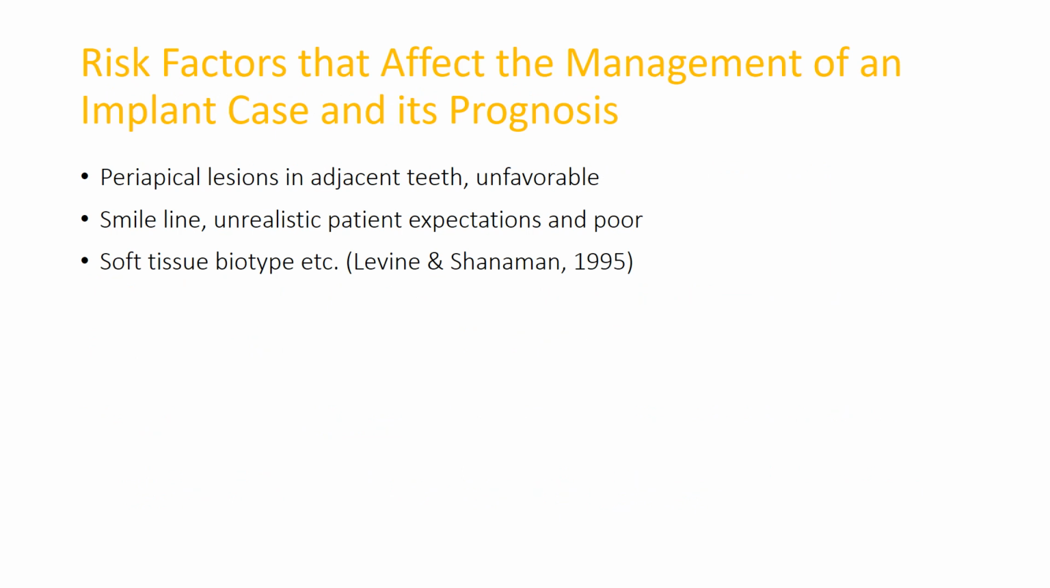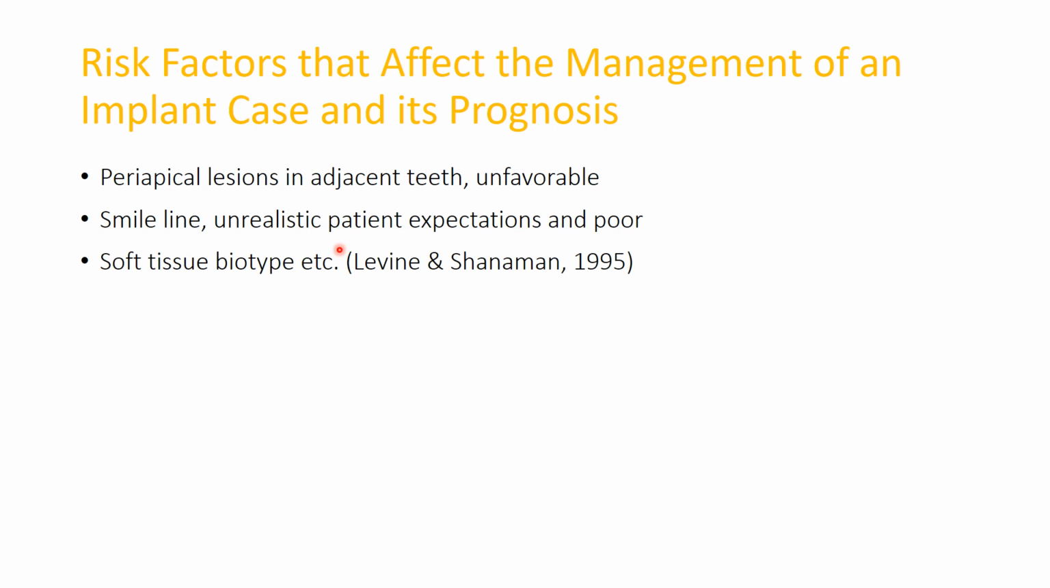And of course, other risk factors that may complicate the implant treatment and its prognosis are periapical lesions, endodontic lesions, or endoperio lesions in the adjacent tooth next to the implant site. Also, if the patient has a very high smile line and unrealistic expectations of aesthetics, and of course the soft tissue biotype. This is very important in my experience. I found it the hard way that you need to have sufficient keratinized tissue all around the implant for the longevity of the implant restoration.